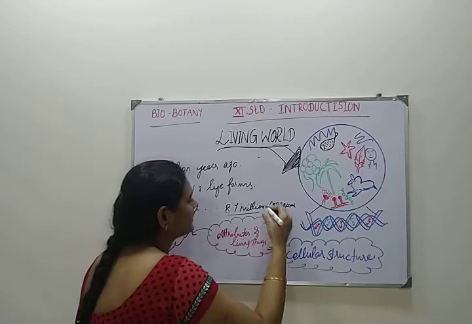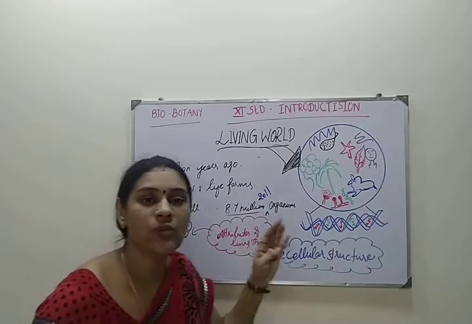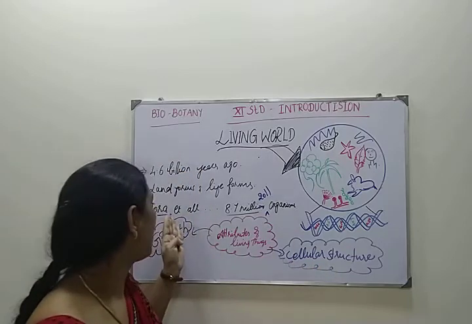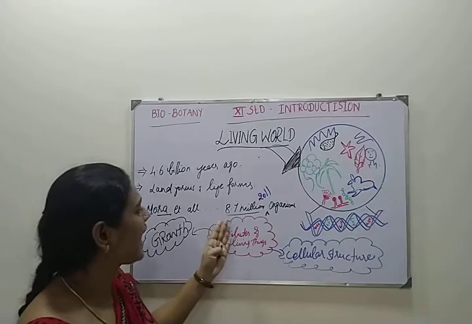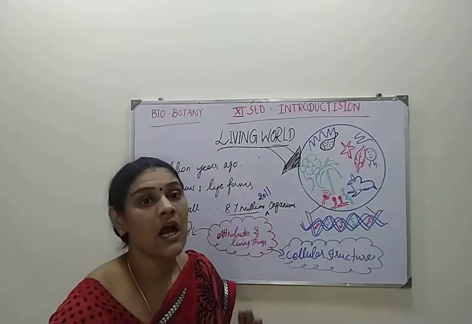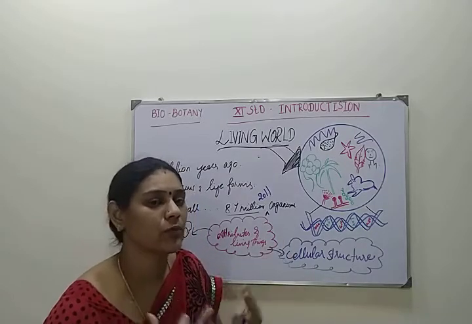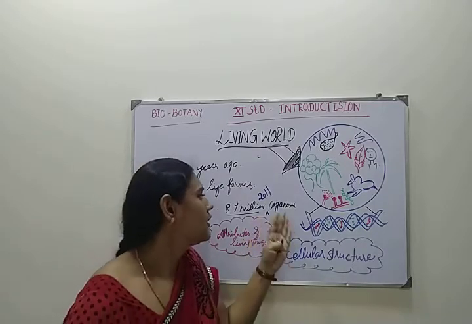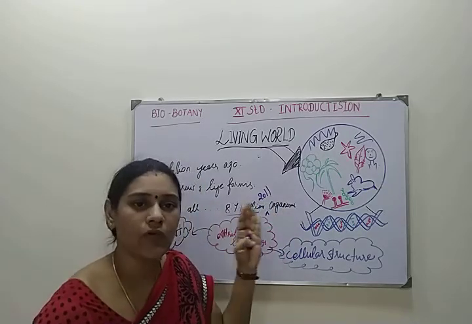That is the data from 2011. In the year 2011, Mora et al., that is Mora and his colleagues together, have given the data of 8.7 million organisms, total animals, humans, and microbes, all together living in the world in the year 2011.